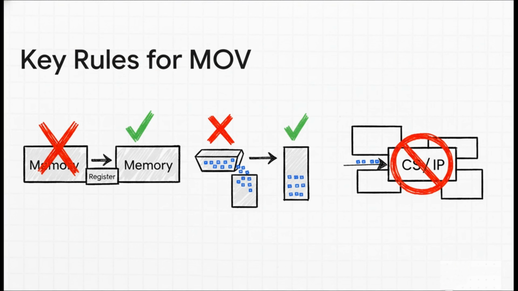Now, even this super simple command has some interesting rules. First, and this is a big one, you can't just move data from one spot in main memory to another. It has to take a trip through a processor register first, kind of like a mandatory weigh station on a highway. Second, the containers have to be the same size. You can't pour a 16-bit value into an 8-bit cup. And finally, some special registers are protected. They're off-limits as a destination.